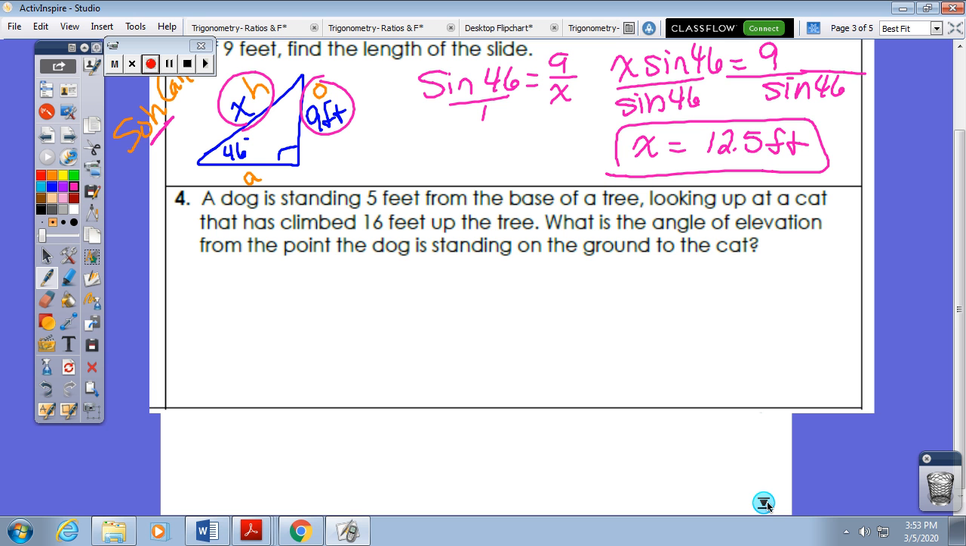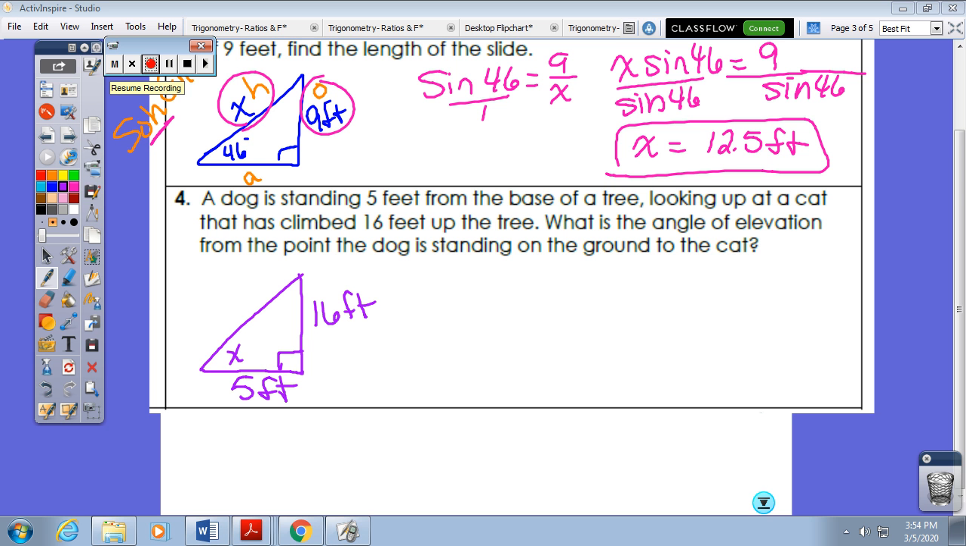Let's try number 4 here. The dog is standing 5 feet from the base of the tree, looking up at a cat that has climbed 16 feet up the tree. What is the angle of elevation from the point? This one we're looking for the angle of elevation. Go ahead and pause and set your problem up.